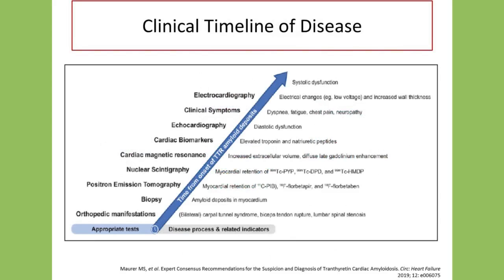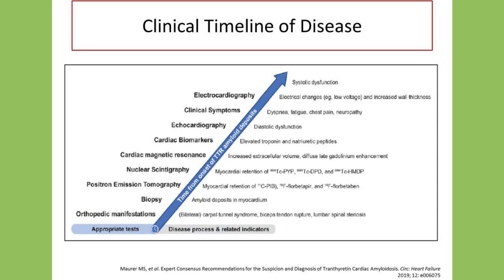This timeline was presented in Circulation Heart Failure just as recently as last year. It was the expert consensus recommendations for the suspicion and diagnosis of transthyretin cardiac amyloidosis. And this is where I was saying the type becomes important, because the diagnosis and treatment, as I'll show you in a minute, are a little different between the AL and the ATTR. So when we look at the appropriate time of testing at the bottom, as it goes through disease progression, this diagram presents the timing and what tests are most appropriate.